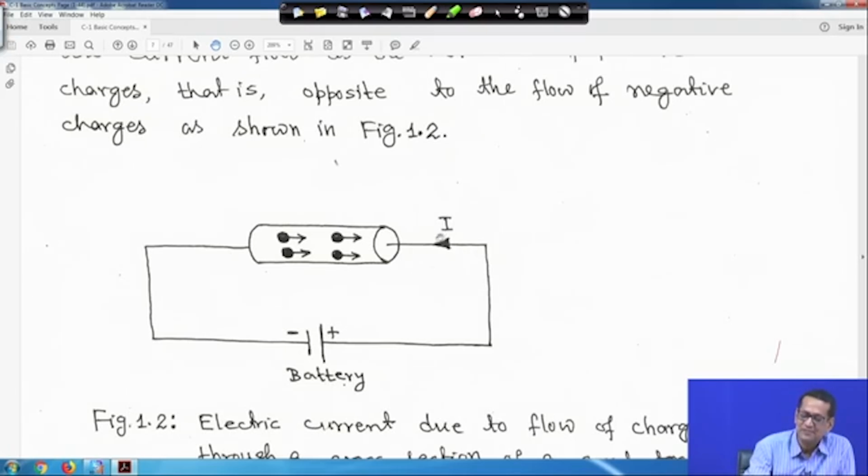So, this is the convention. This is the direction of the current, or in other words, it is opposite to the flow of the negative charge. This is the flow of negative charge, it is moving the other way. So, this is actually the convention.